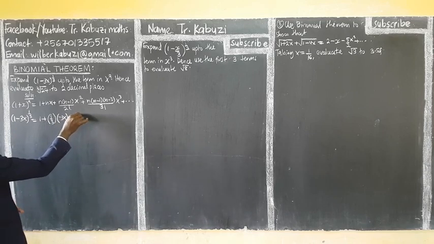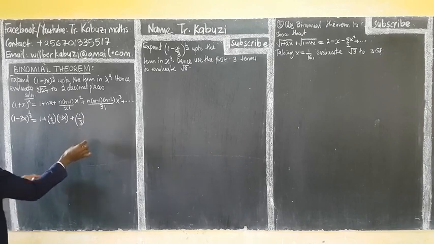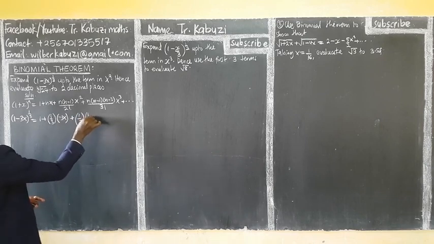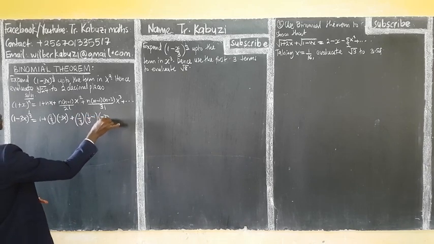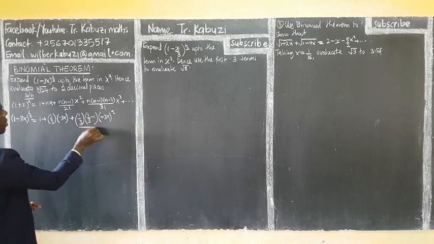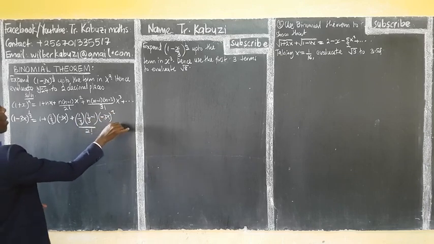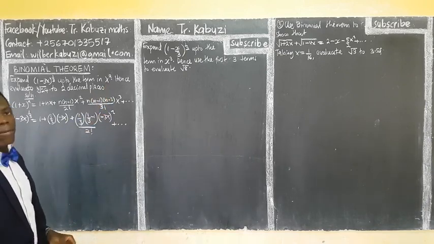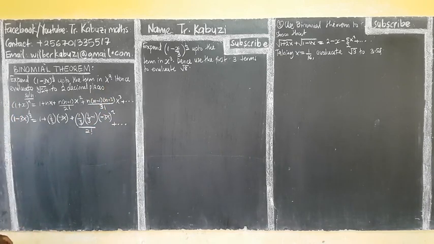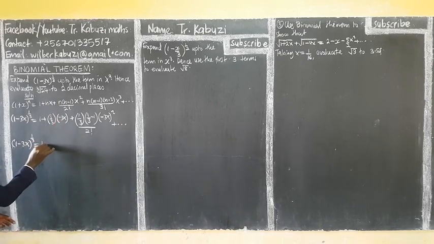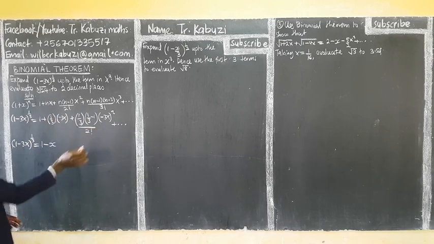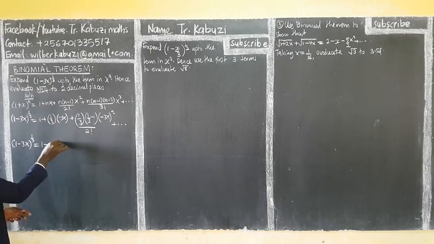Then plus our n, which is a third, then n minus 1, a third minus 1, then negative 3x squared, the whole over 2 factorial plus other terms. So that's the end of the term in x squared. So now let us simplify this and see. This will be (1 minus 3x) power a third equaling 2. You see this third is going to cancel with that 3. So this will be 1 minus x, so the negative is surviving.